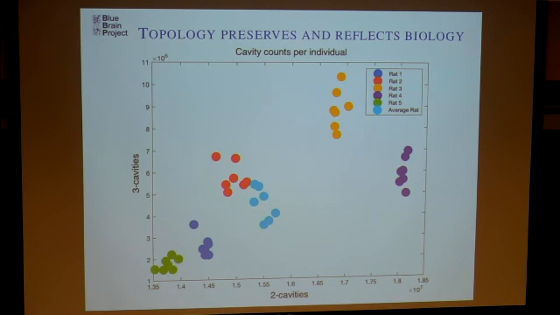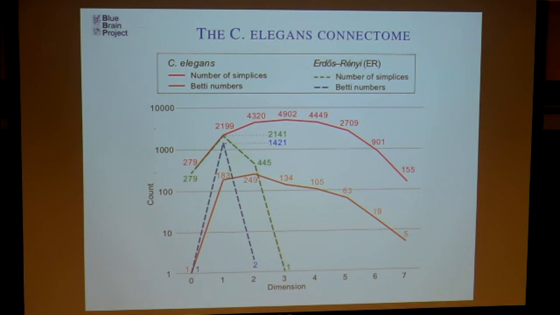Yeah. Can you go back to the previous slide just a second? So the numbers on the top, that's the Betti numbers for C. elegans. This brown curve is the Betti numbers, and the blue is the Erdős-Rényi. Yeah. I'm sorry, colorblind. Just the numbers on the top. Oh, here. These are numbers of simplices. These are the numbers of simplices. Yeah, these are simplex counts. And those numbers are the Betti numbers. Yeah, I see. So there's a reasonable amount of homology in several different dimensions. Okay. It's really interesting.